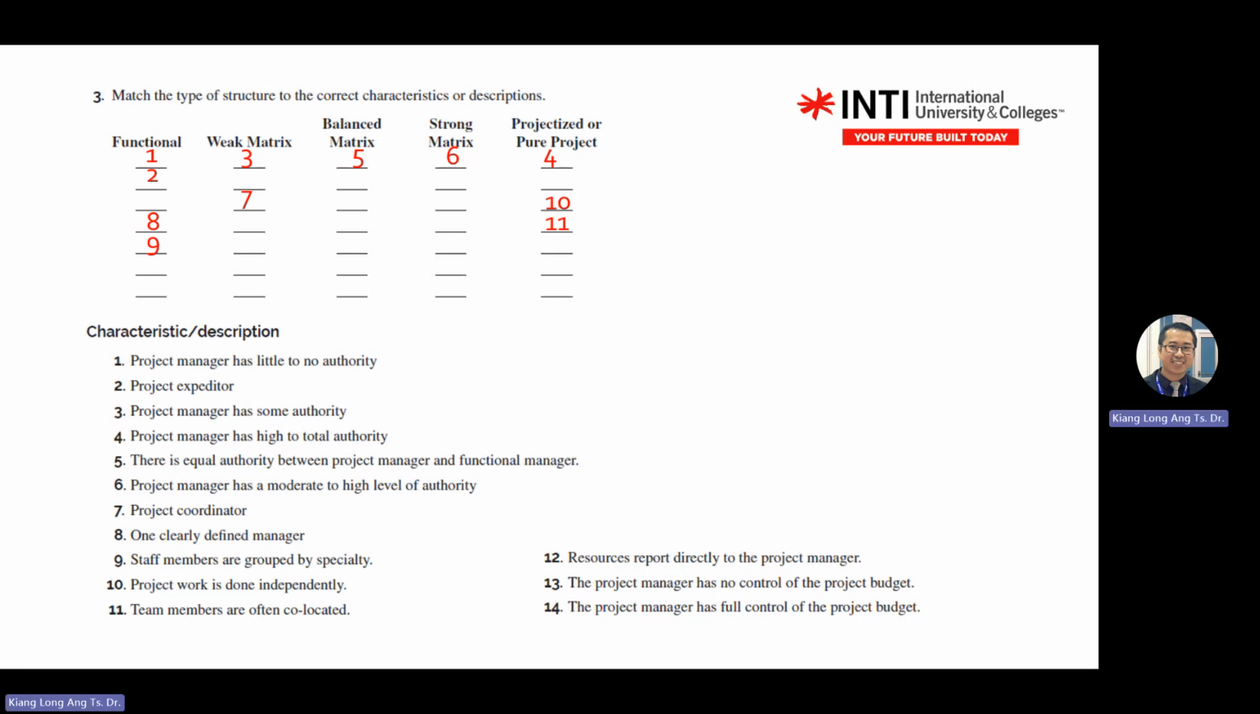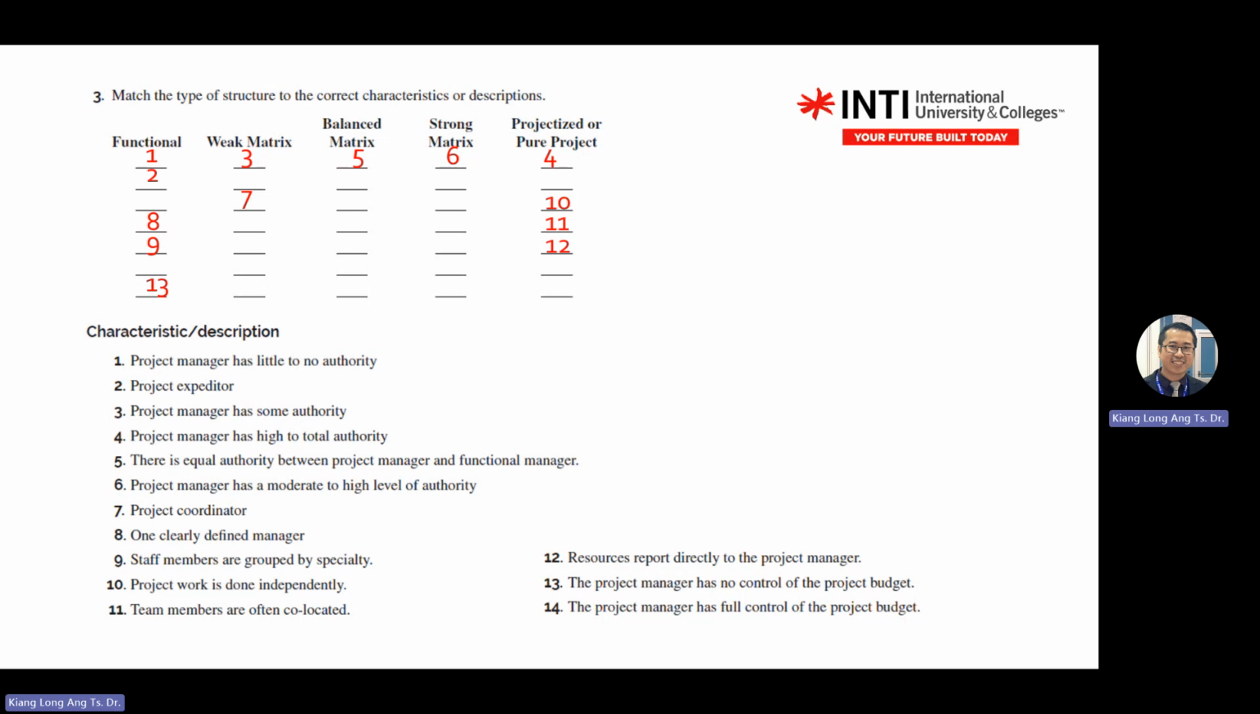Resources report directly to the PM, projectized. The traditional or typical one, resources report to functional managers. On a typical functional, resources are tied to functional managers. Project managers have no control of budget, that's functional. So from this table, you roughly know how to play around with the functional and project manager and which one.